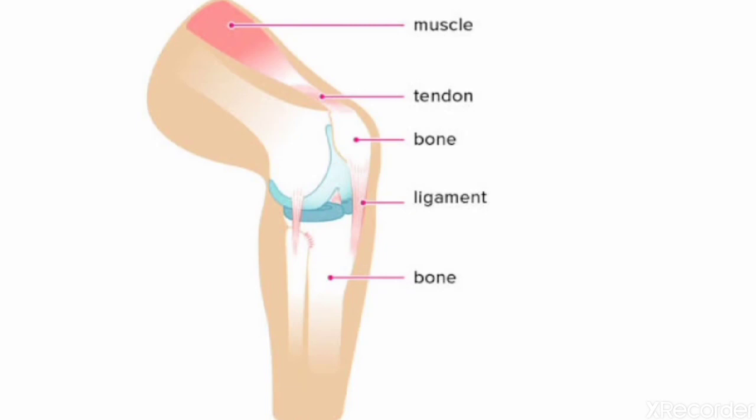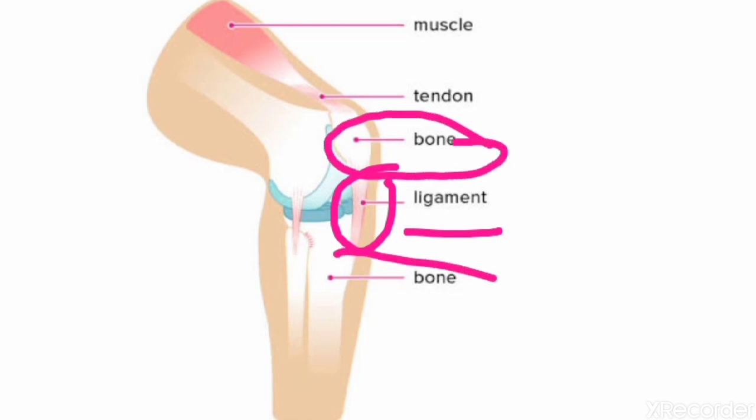This is the figure of knee joint. In front of you, there is the figure of knee joint. In this figure, you can see ligament. This is ligament. Clear? This ligament joins one bone to another bone. Clear, children? This ligament joins these two bones.